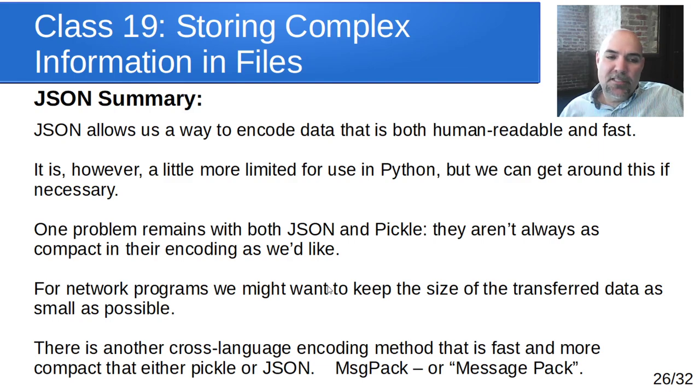So, quick JSON summary here. JSON allows us a way to encode data that's both human readable and compact and fast. It is, however, a little more limited for Python, but we can get around that if we absolutely need to. And one problem that remains with both JSON and pickle is they're not always as compact in their encoding as we'd like. And for network programs, we might want to keep the size of the transfer data as small as possible.